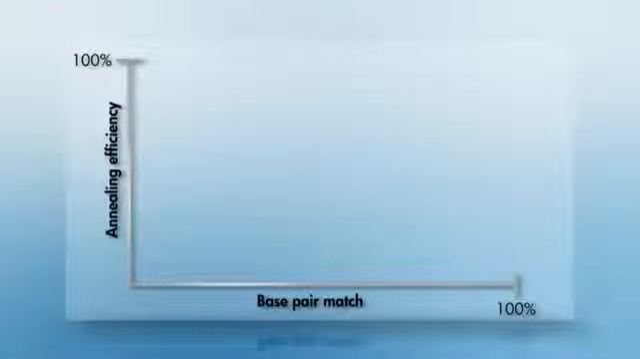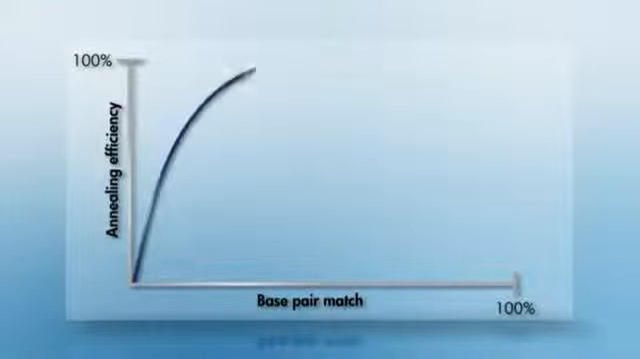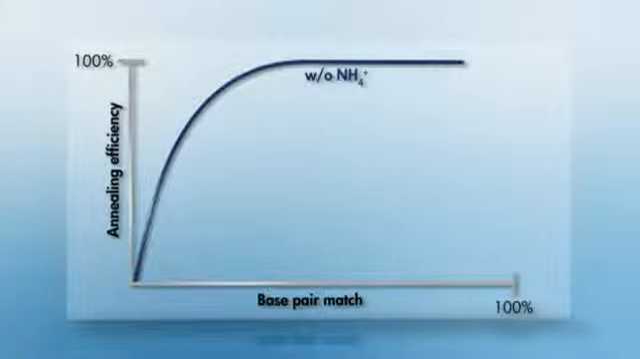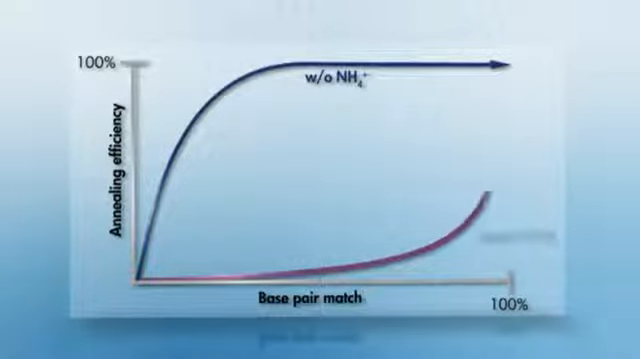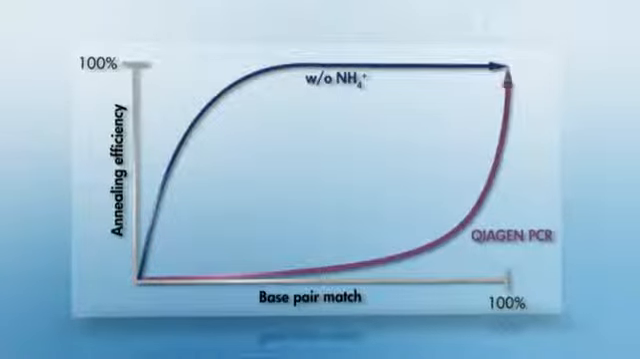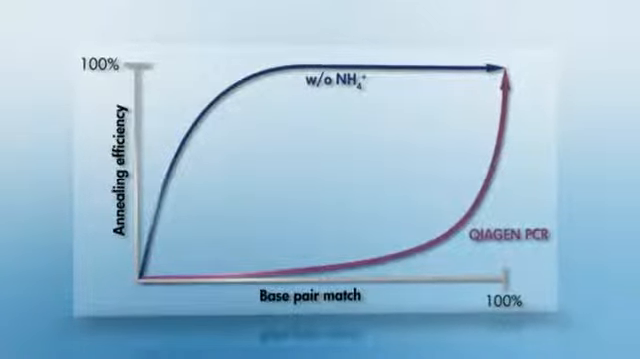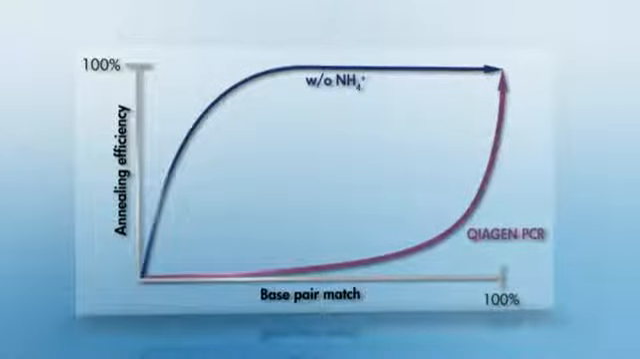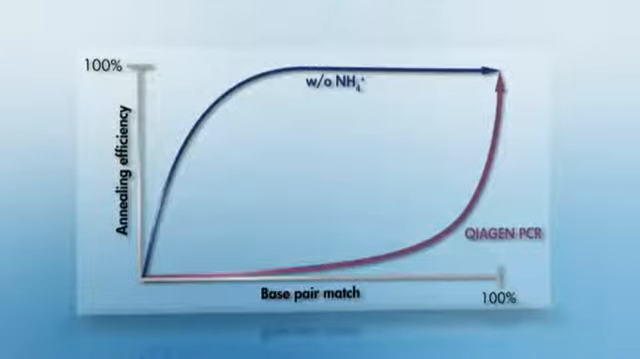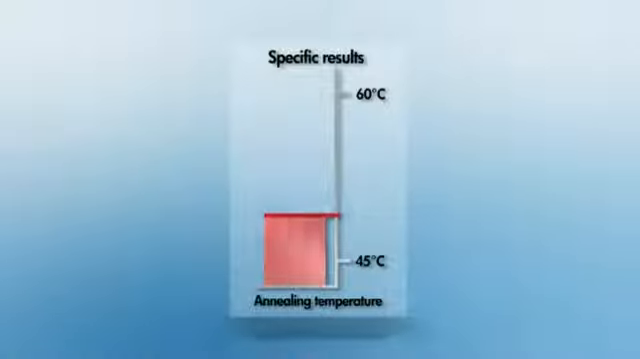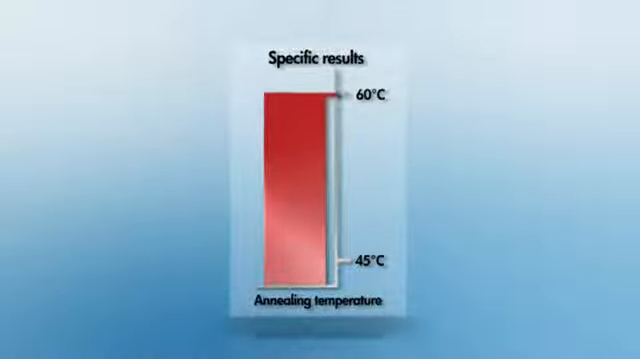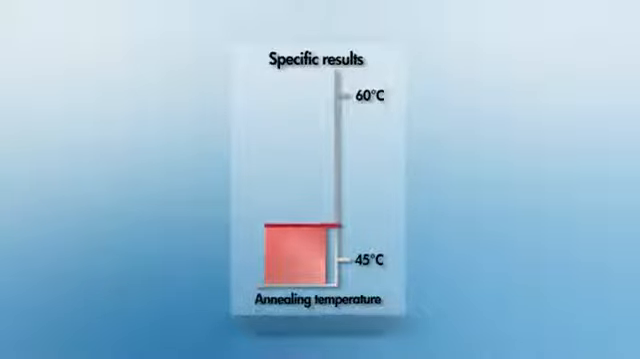Standard PCR buffers that do not contain ammonium ions stabilize both specific and non-specific primer annealing. Due to the dual cationic effect of QIAGEN's PCR buffer, annealing efficiency is only high with a 100% base pair match between the primer and the template. This effect and the resulting specificity is also independent of the annealing temperature chosen.